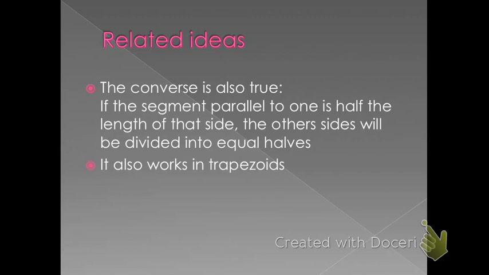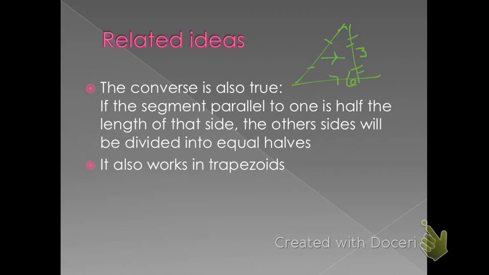Going backwards, the converse is also true. If we know the segment is parallel, and we know that it's half of the one that it's parallel to, so if this was 3 and this was 6, then we know that those two segments are going to be congruent, and these will be as well.